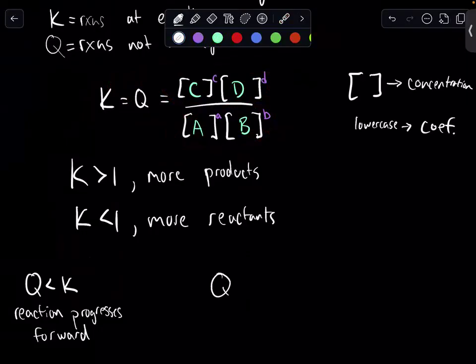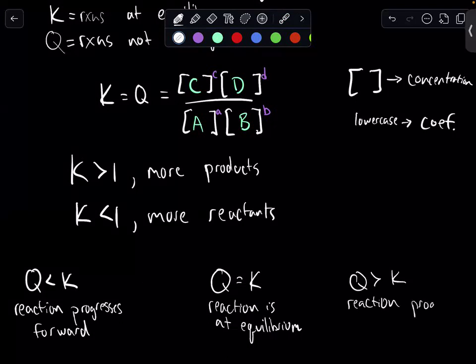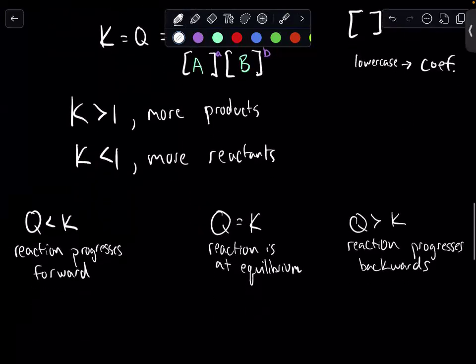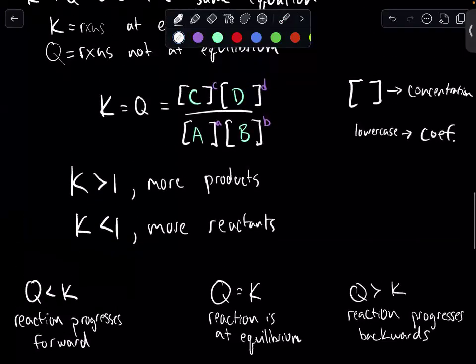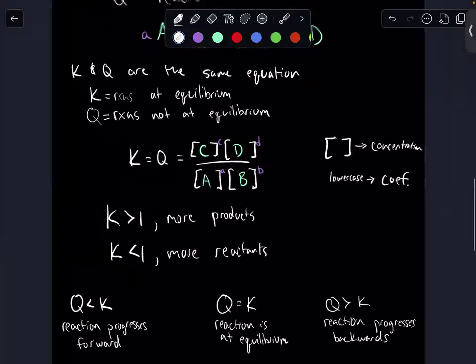If Q is equal to K, then we know the reaction is at equilibrium. And if our reaction quotient Q is greater than K, then the reaction progresses backwards. The reverse reaction is favored. So this is how we use Q and K to quantify our equilibrium reaction. So now let's integrate this into Gibbs energy.